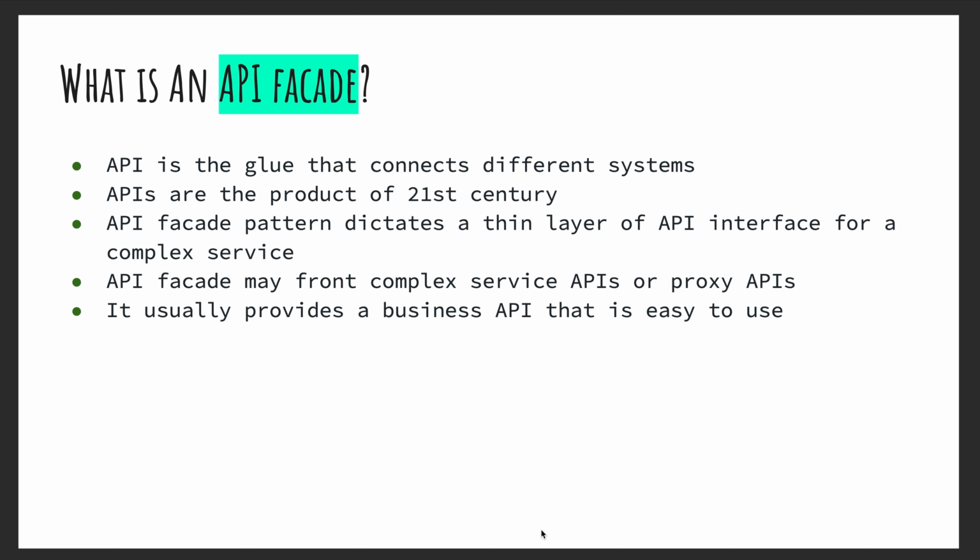API facade pattern dictates a thin layer of API interface for a complex service, just like the other examples that I mentioned previously. API facade may front complex service APIs or proxy APIs. So we'll look into these in upcoming slides with more concrete examples and so forth. And API facades usually provides a business API because these API will be consumed by other applications. So those will be business APIs and will also be easy to use than other service level APIs that may sit behind the scenes.